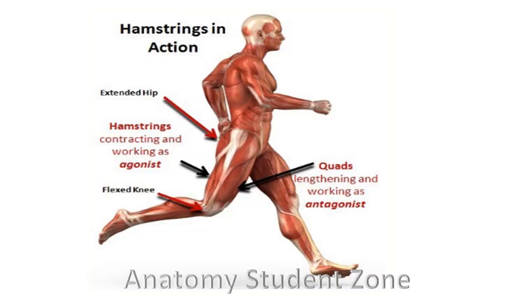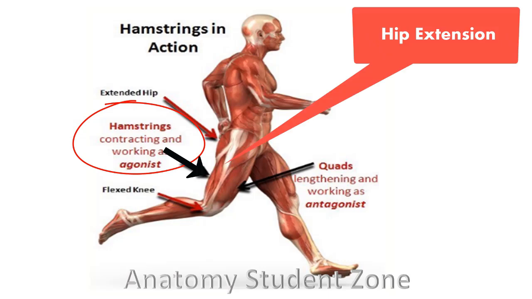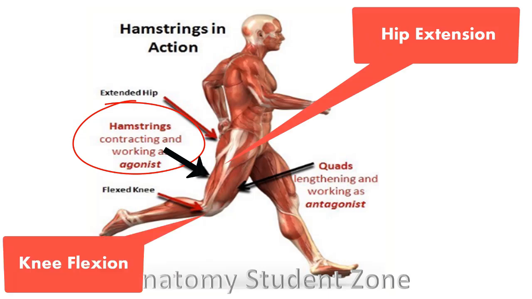They do this by contracting and by acting as an agonist. When they act as an agonist, they perform their normal function that I have told you, and you know their normal function is hip extension and knee flexion. Hence, in this way, by flexing the knee and extending the thigh at the hip joint, they are going to help us in walking.